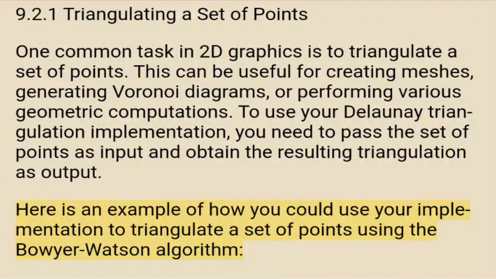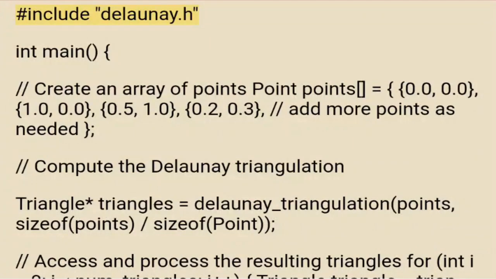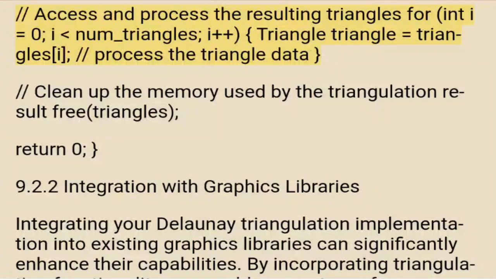using the Bowyer-Watson algorithm. #include "delaunay.h". int main. Create an array of points equals {0.0, 0.0}, {1.0, 0.0}, {0.5, 1.0}, {0.2, 0.3}. Add more points as needed. Compute the Delaunay triangulation. triangles equals delaunay_triangulation(points, sizeof(points)). Access and process the resulting triangles: for (int i = 0; i < num_triangles; i++) { Triangle triangle = triangles[i]; process the triangle data. } Clean up the memory used by the triangulation result: free(triangles). Return 0. 9.2.2 Integration with graphics libraries.